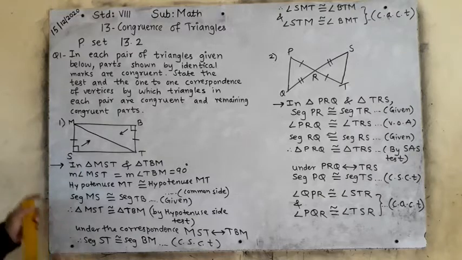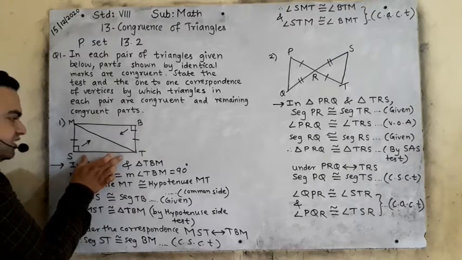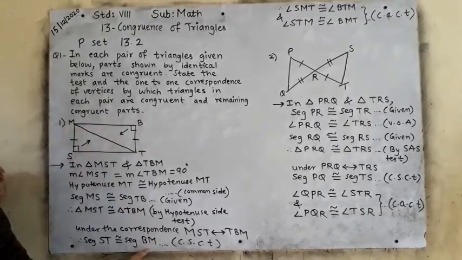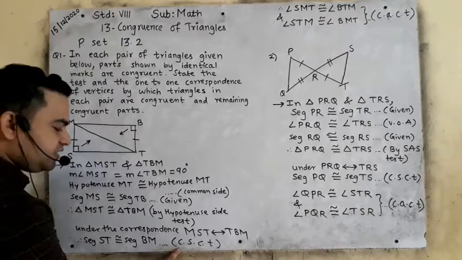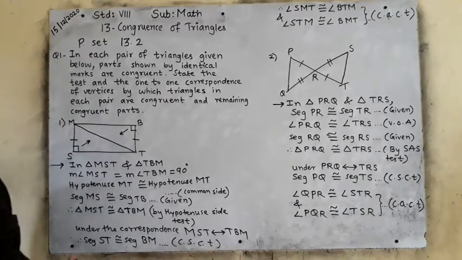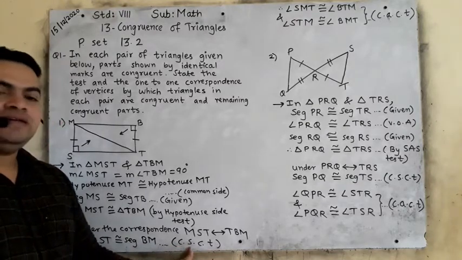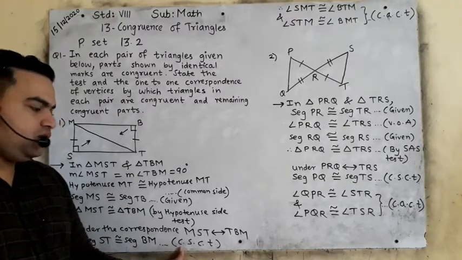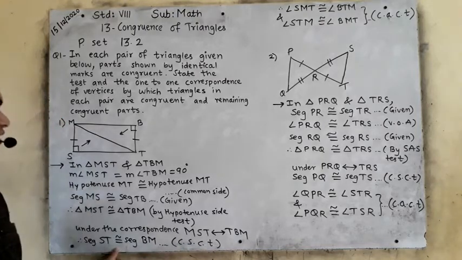Now we don't know about ST, so segment ST will be congruent to segment BM. Why? Because these two triangles are congruent, so their corresponding sides will be congruent. See, this is C for corresponding, S for sides. Corresponding sides of congruent triangles are congruent to each other.